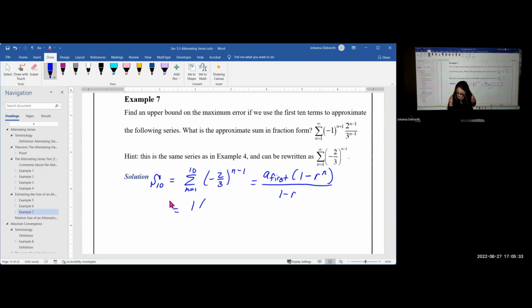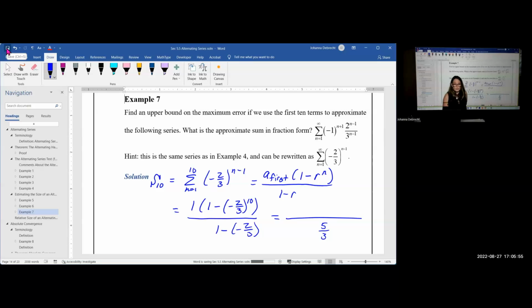So we have 1 times 1 minus (-2/3) raised to the 10th power, divided by 1 minus -2/3. Now, we've already figured out previously that the denominator becomes 5/3. So we've already done that work and we don't need to repeat it. We know that 1 times anything is that thing, so we don't have to worry about that. So we've got (-2/3) to the 10th. The negative is going to disappear, so it's basically 2 to the 10th over 3 to the 10th, 1 minus that.